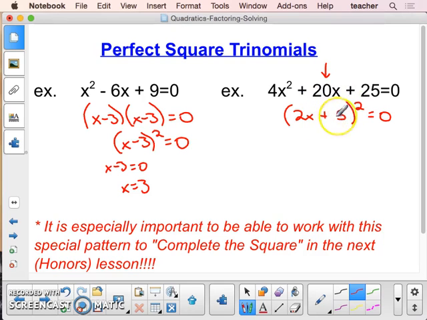Since we know we'll get this answer twice, we only have to set up one mini equation here, and when we subtract 5 from both sides and then divide by 2, we get x equals -5/2. So these are perfect square trinomials. Remember, you can always use the box or pants or even guess and check to do the factoring and then set up your equations to solve.